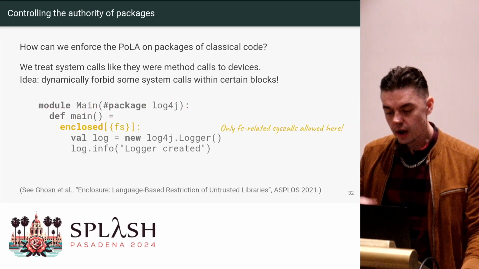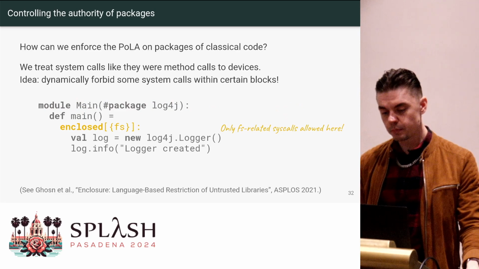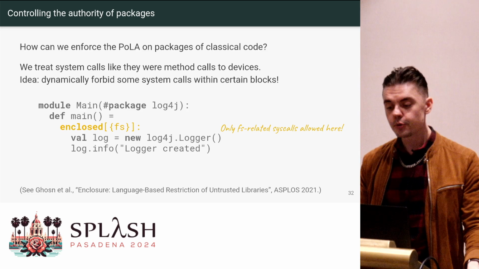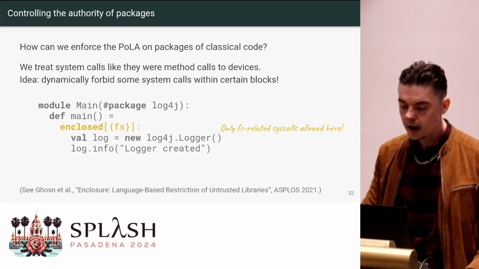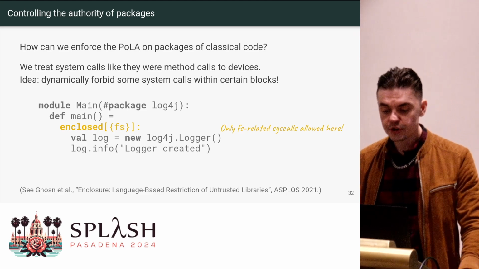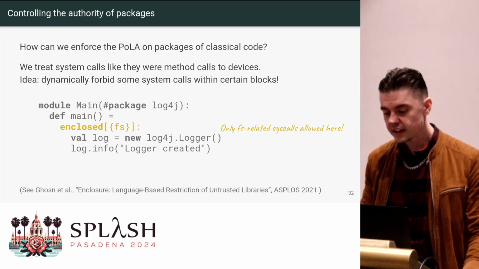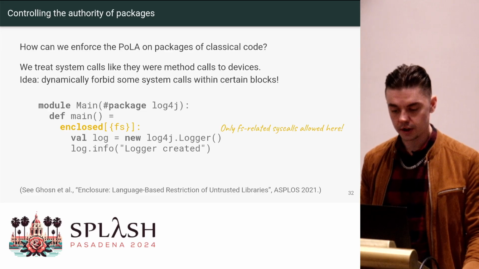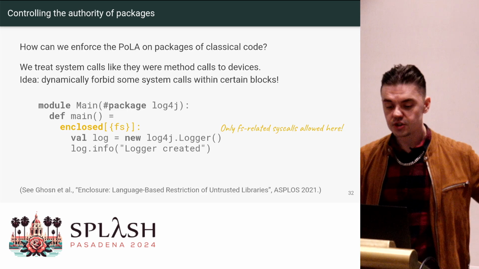OK, so the idea is that we propose enclosed blocks during which only approved system calls can be performed, right? And using those, we can make sure log4j can only access the file system, right? We just always run log4j inside of an appropriate enclosed block, right? We say, within this block, only the FS device should be accessible.